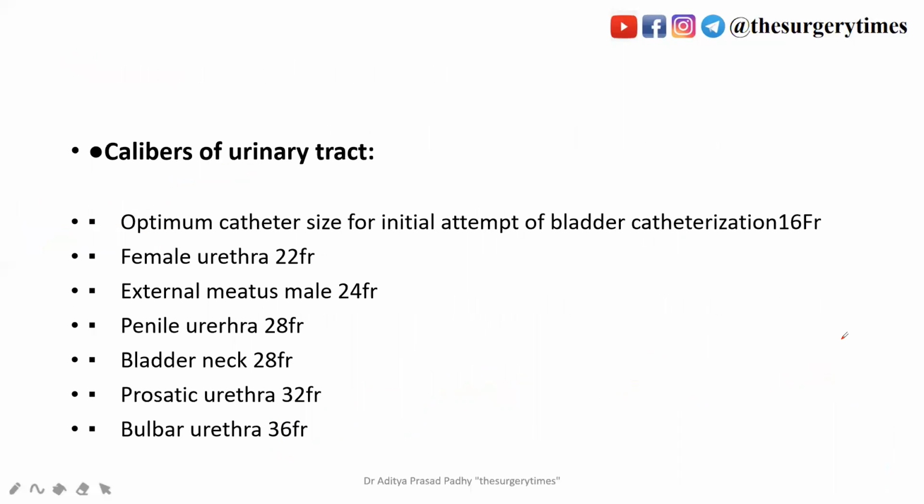Next is calibers of the urinary tract. This is taken from Campbell only. Remember this because the size may vary. So the optimum catheter size for the initial attempt of bladder catheterization is 16 French. Always the optimum catheter size is 16 French standard. Female urethra size is 22 French.